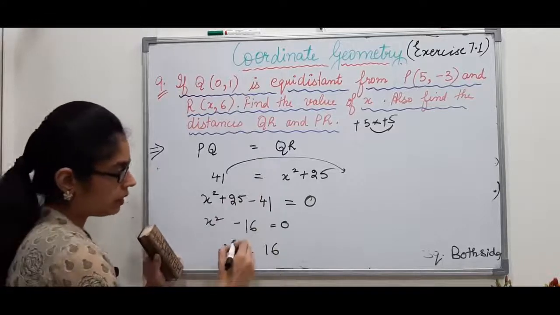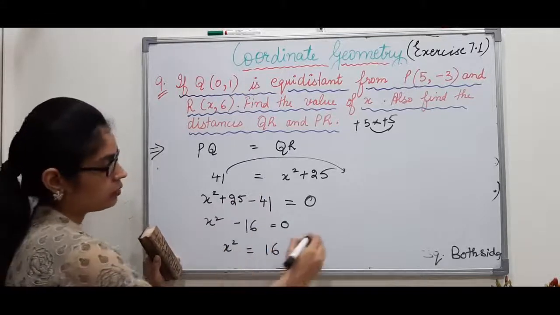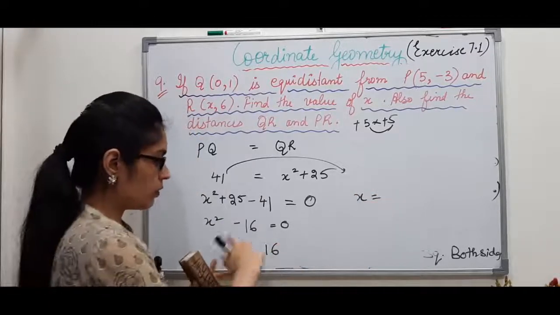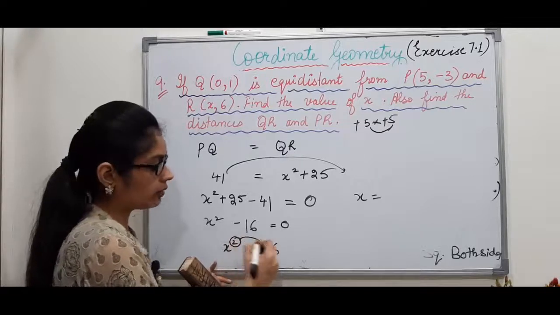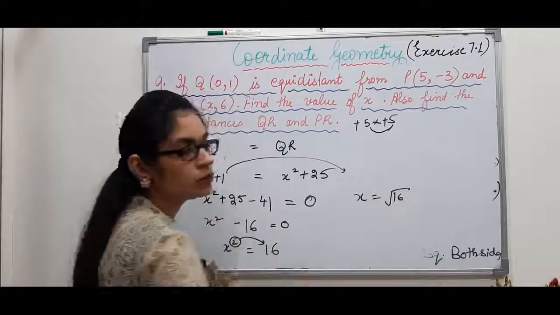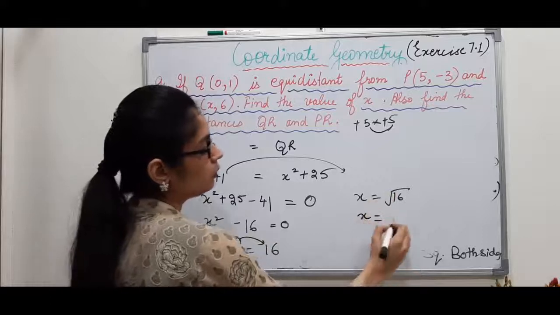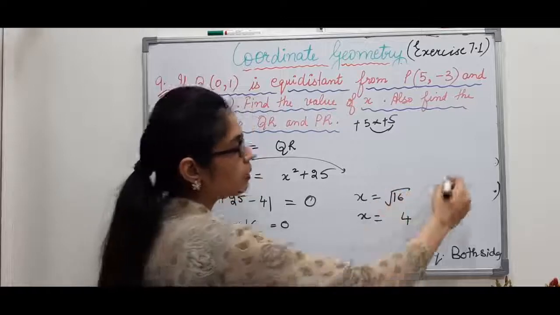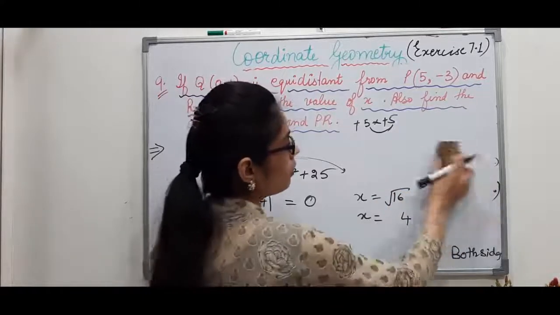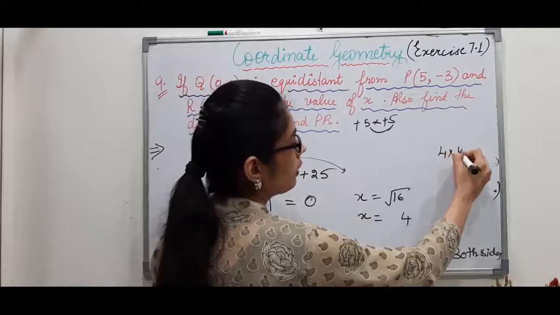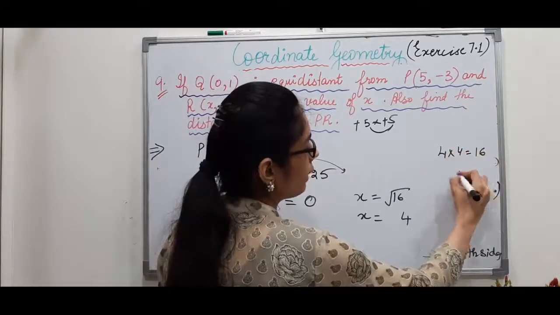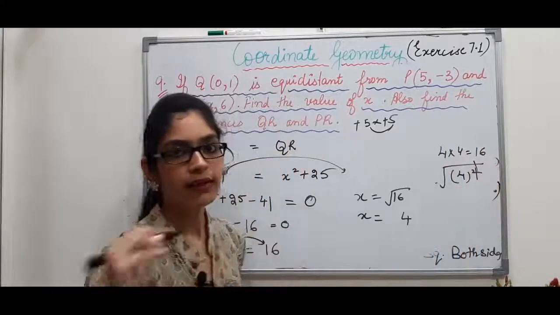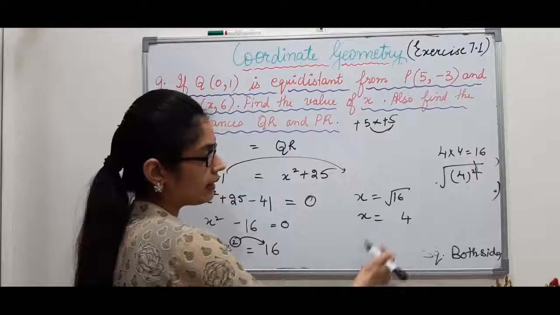So again this square I will shift to the other side, so I will get x is equal to, because I need the value of x. If I shift this square to the other side, it will change into square root. So x is equal to square root of 16, which is equal to 4. Because we know 4 into 4 is 16, or I can say 4 square under root, so this square and this square will get cancelled. So that's why I got x is equal to 4.